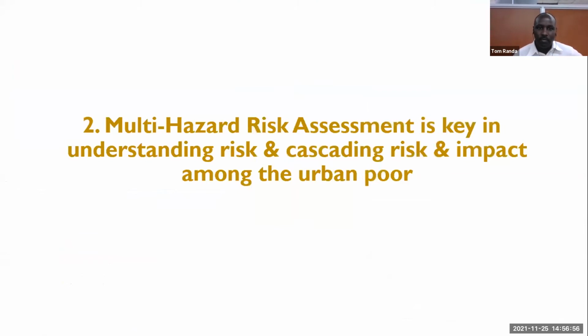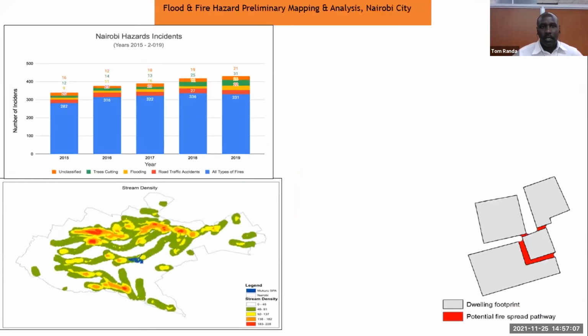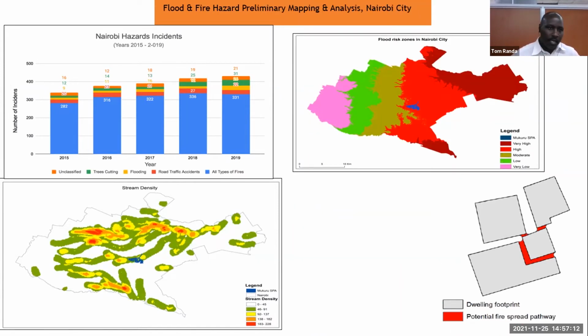The second lesson is that multi-asset risk assessment is key in understanding not only risk, but also cascading risks and their impacts among the urban poor. And this we have done through flood and fire hazard modeling. If you look at the incidences, especially in Nairobi, they are increasing, though some are not drastically increasing. And on this other map on the right, the red shows where the flood impact is expected to be very high, and this is where informal settlements like Mukuru lie.